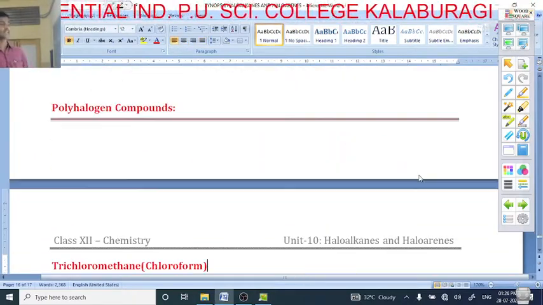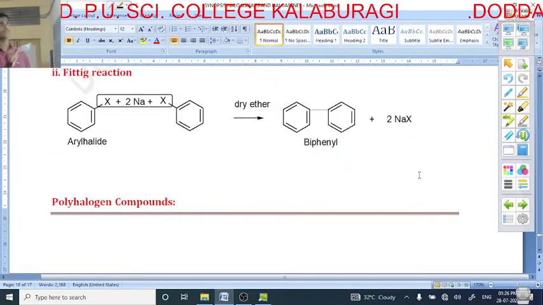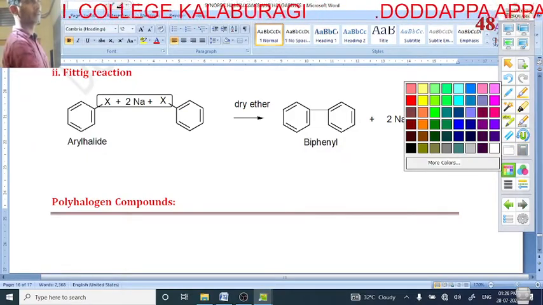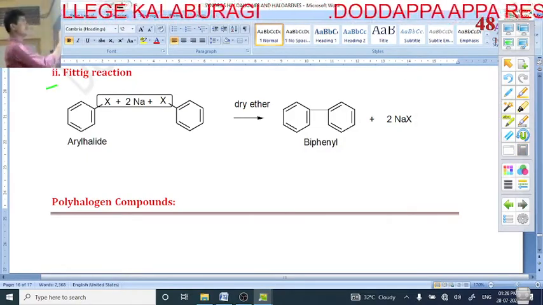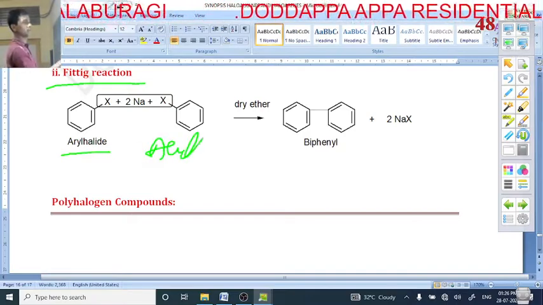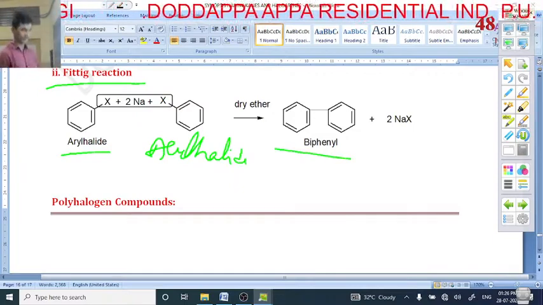Next is the Fittig reaction. Very important. In this Fittig reaction, my dear students, both are aryl halide. So aryl halide gives what? Biphenyl.